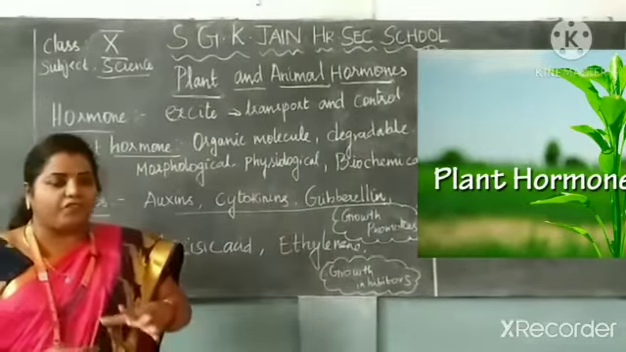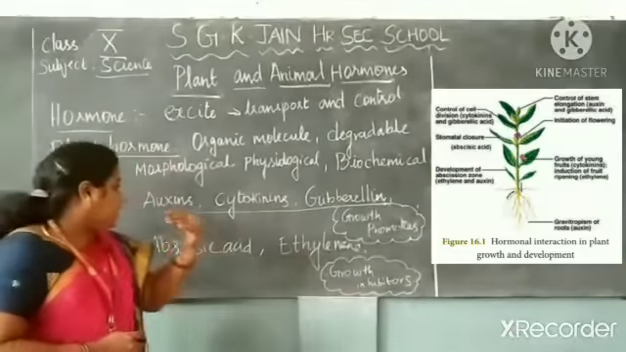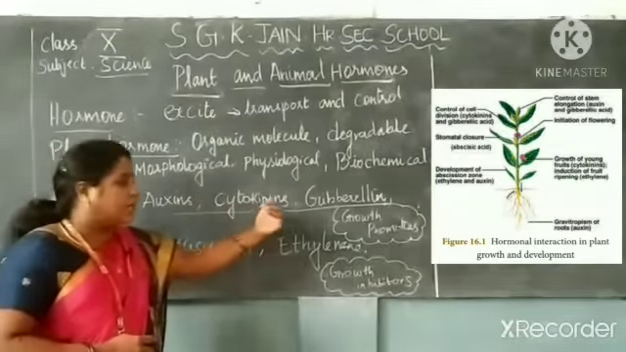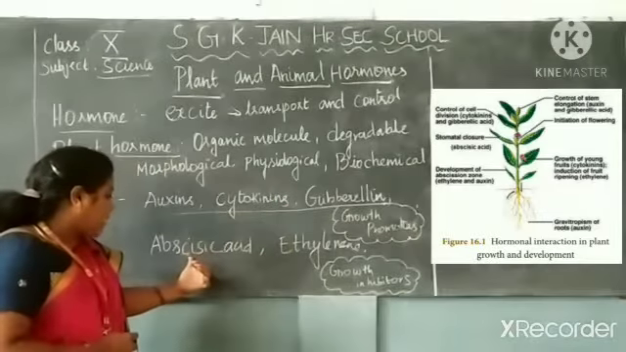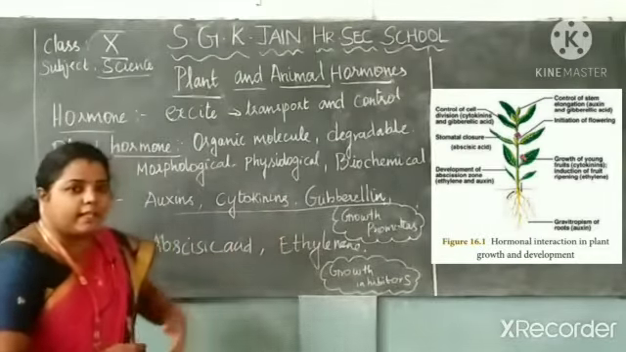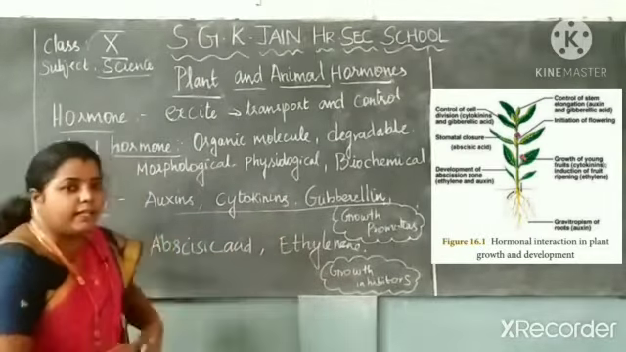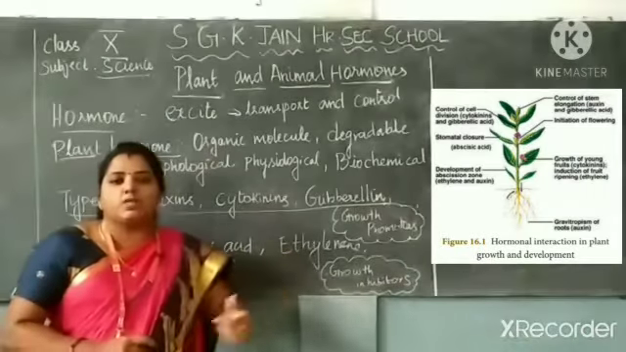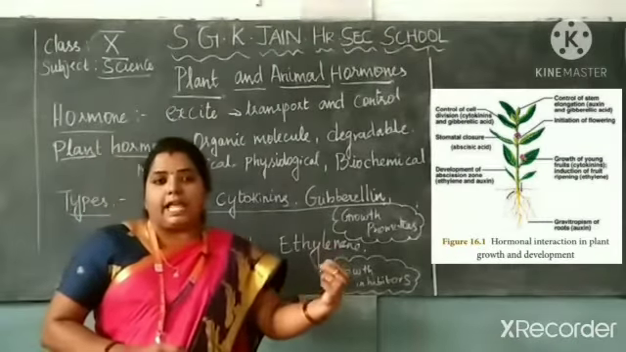Hormones are classified into 5 major types: auxin, cytokinins, gibberellin, abscisic acid and ethylene. Abscisic acid is shortly denoted as ABA. Among these 5 hormones, the first 3, auxin, cytokinins and gibberellin, are growth promoters, and the remaining 2, ABA and ethylene, are growth inhibitors.